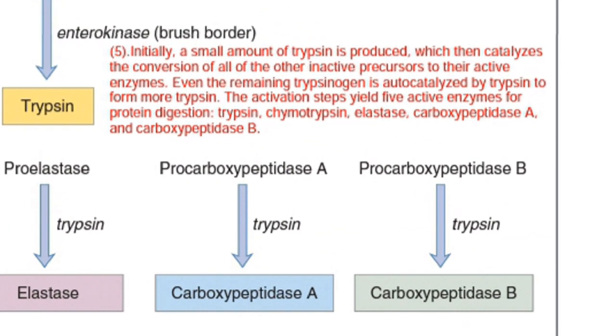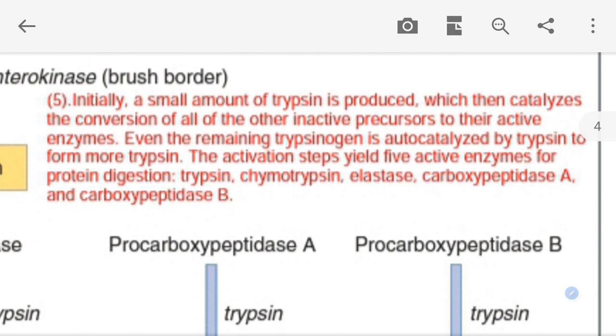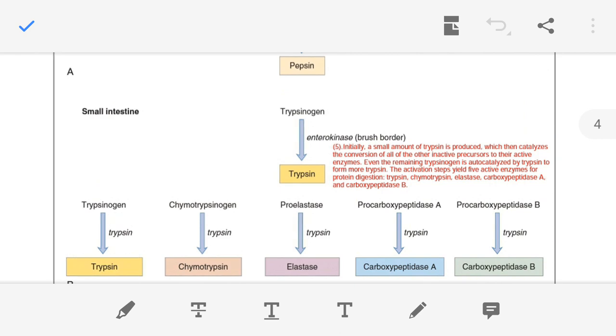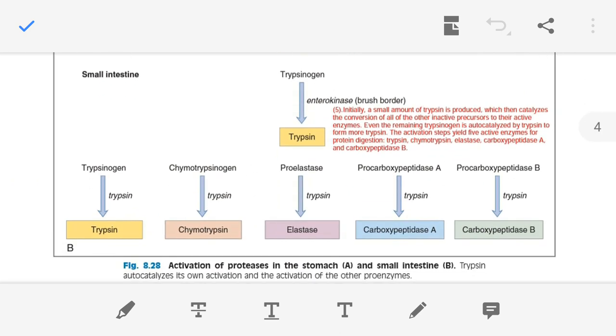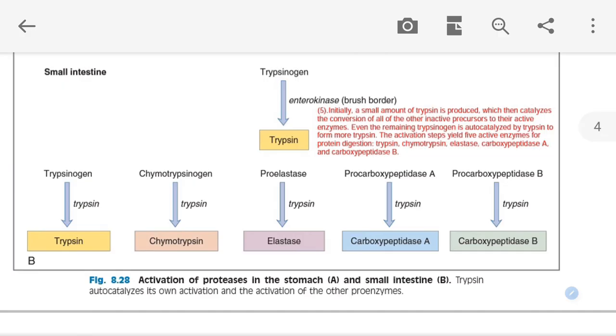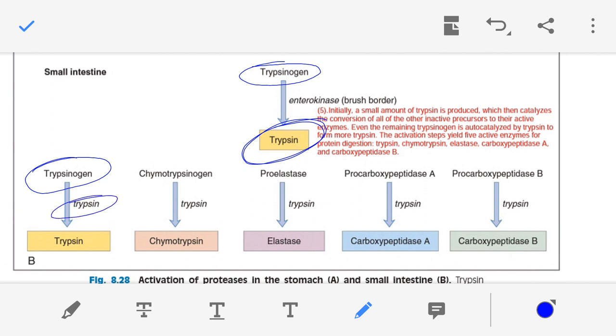Now here the entire theory point is written. You can go through this theory point, but I am directly explaining it. So here in the figure you can see trypsinogen is activated, so we have active trypsin. Now you see what is happening. Trypsin is acting on trypsinogen, so trypsinogen is converted into the active form, that is trypsin.